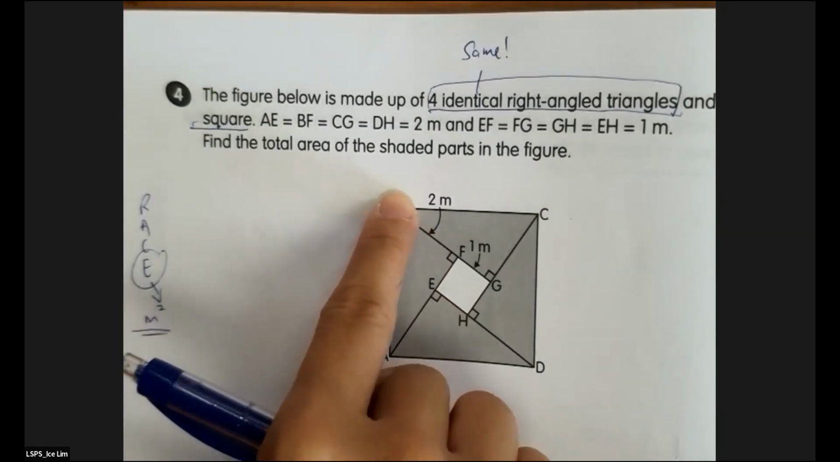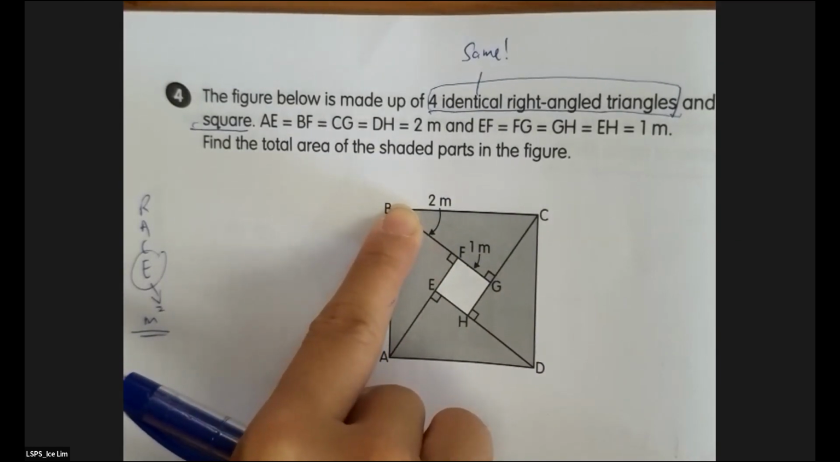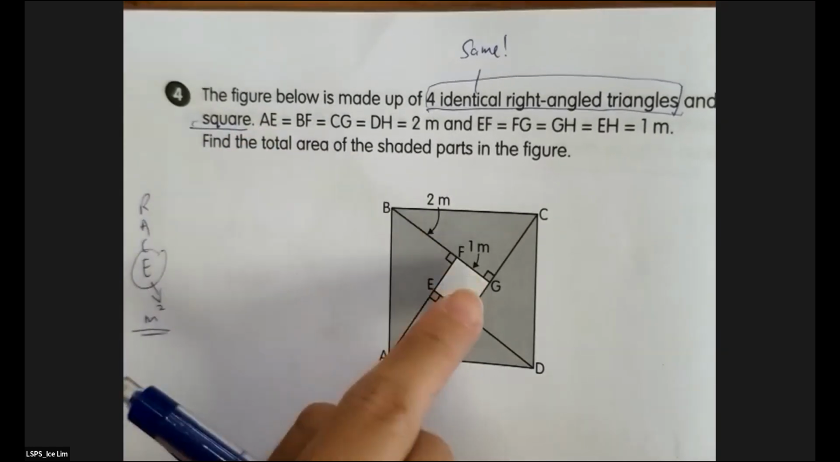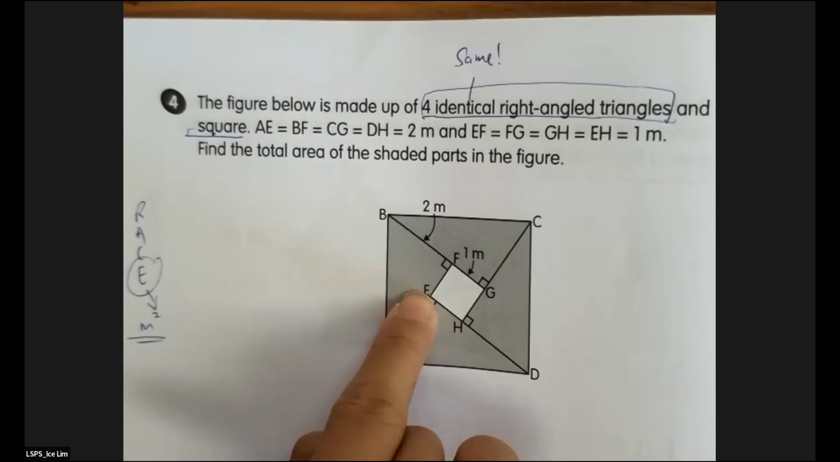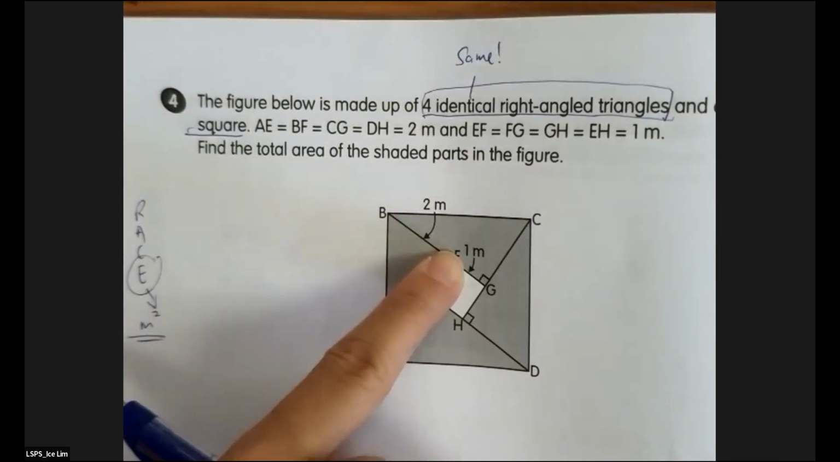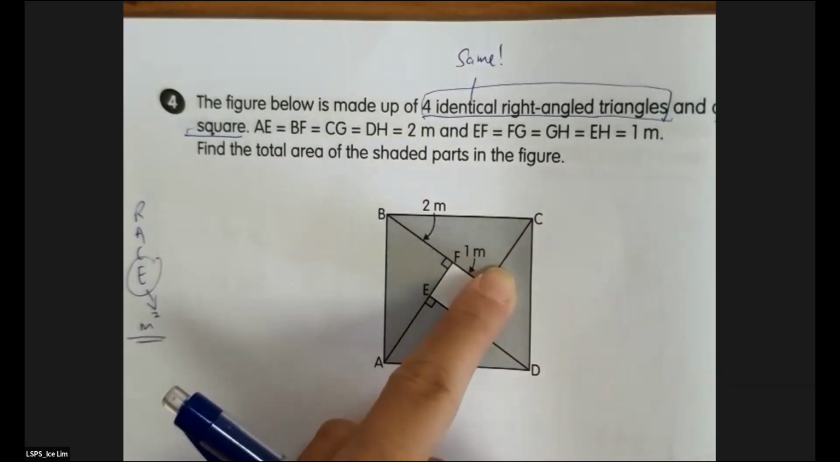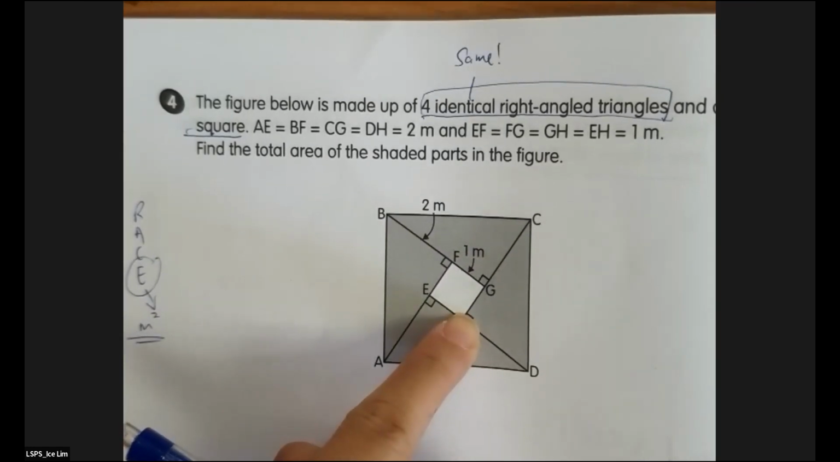Triangle BCG. I use my fingers to trace the shape. Okay, then here says AE, then I use my finger. AE equals to BF. BF equals to CG. CG equals to DH. DH.